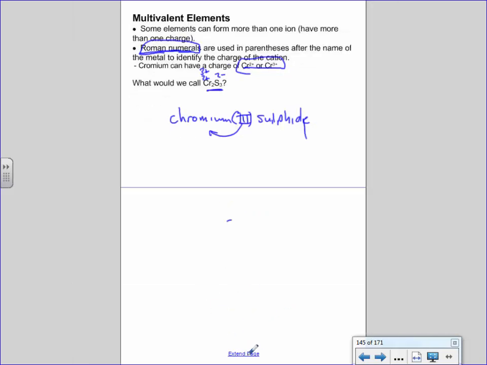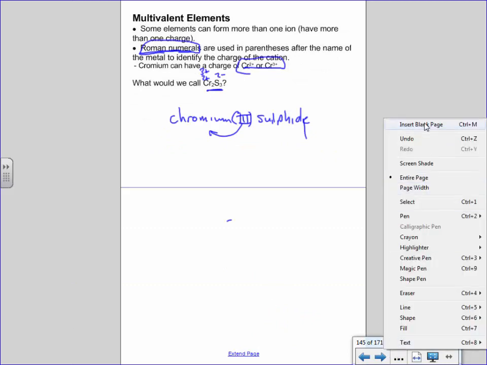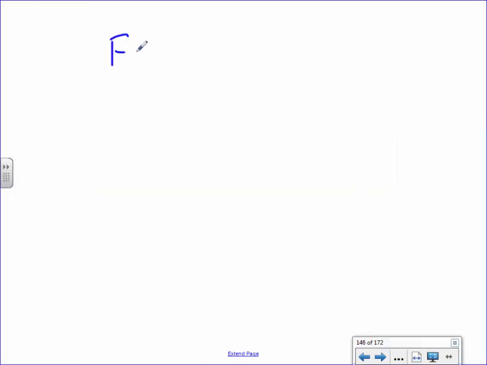So let me try one more example here. I'll do a new slide. If I were to give you the compound FeO, normally when you name it, it's really easy. You just name it as iron and oxide.